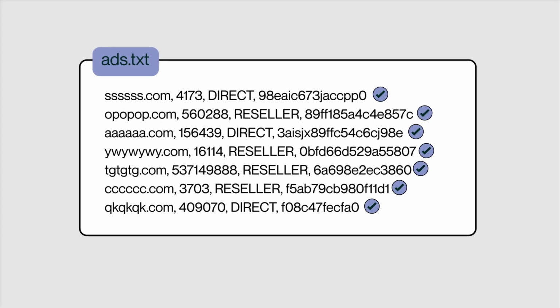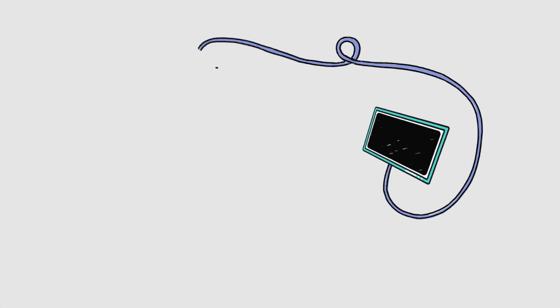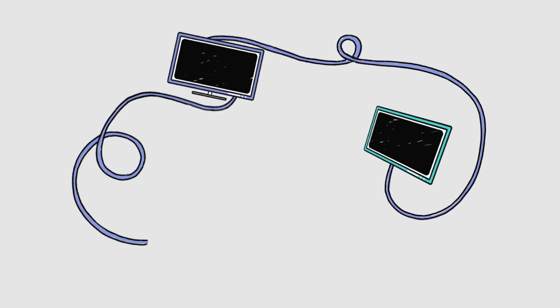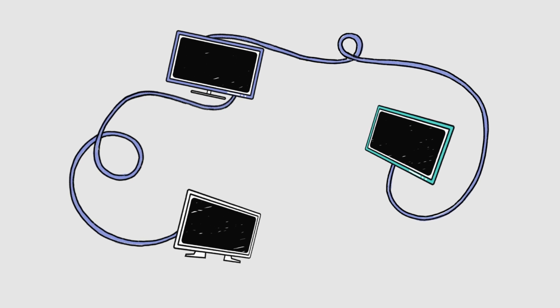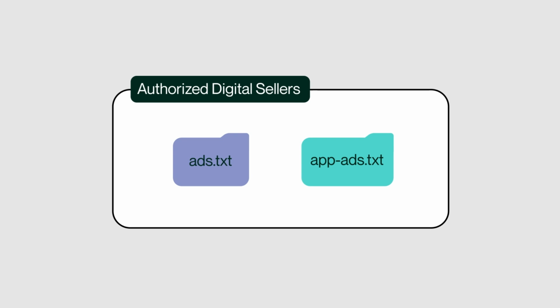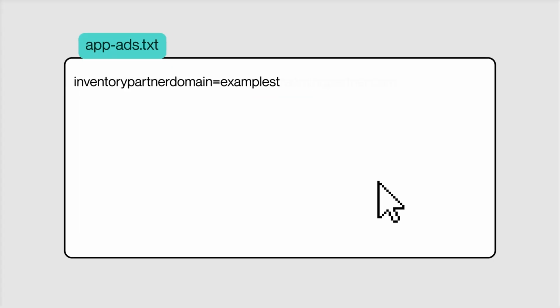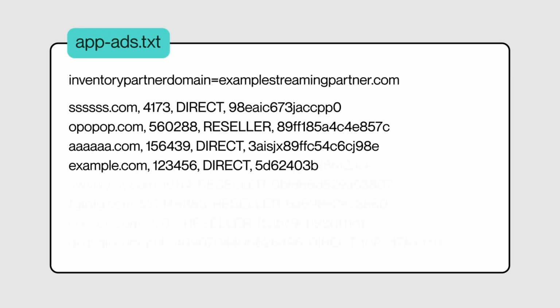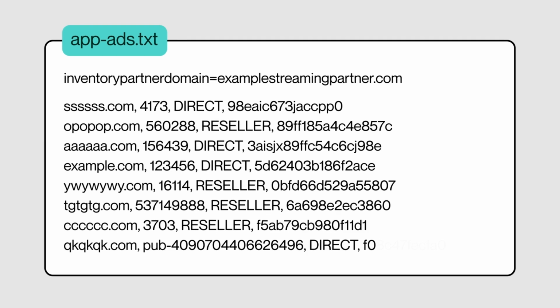approved sources. In streaming TV, there's an added layer of complexity because of the many ways media owners can distribute their content to consumers under inventory sharing agreements. To address these relationships, the IAB Tech Lab released an enhanced version of app-ads.txt designed specifically for streaming TV.